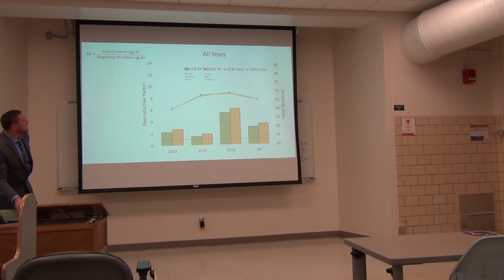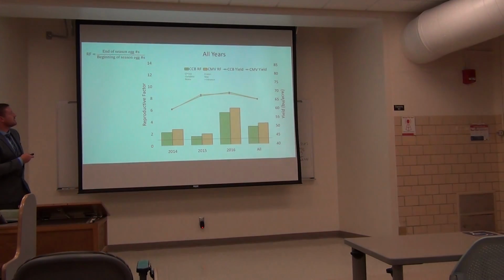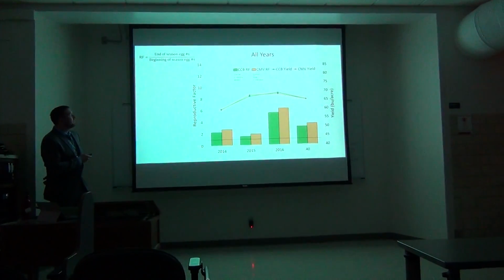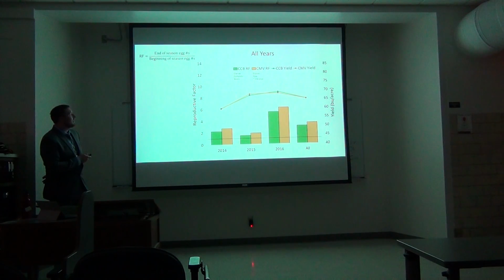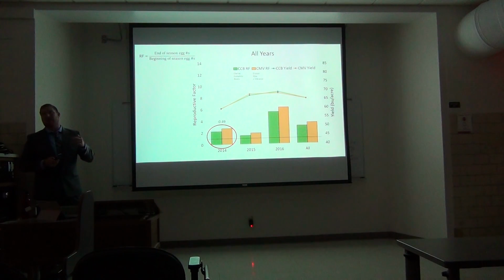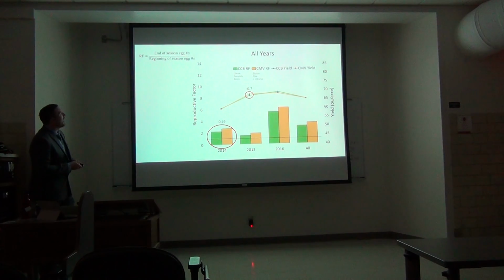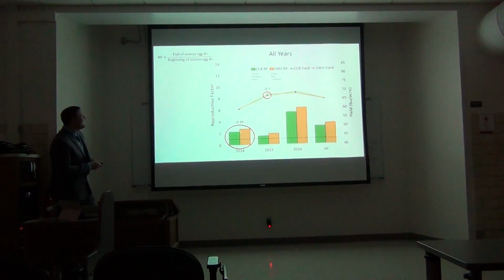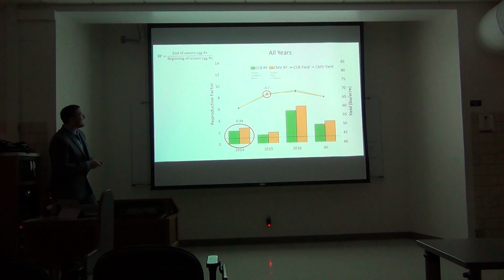So this is just field data looking at Cleriva complete beans, which is Cleriva with Cruiser Max and Vibrance, versus the orange bar, which is just Cruiser Max and Vibrance minus Cleriva. We're looking at the reproductive factor, which is end of season egg numbers divided by beginning of season egg numbers. We don't really see a difference in the reproductive factor between beans with Cleriva or beans without Cleriva. That's yield. The bars are the reproductive factor. We don't really see differences between the reproductive factor across those times, and yields are about the same.